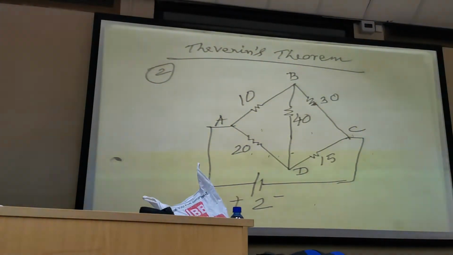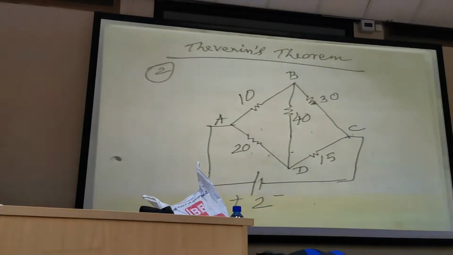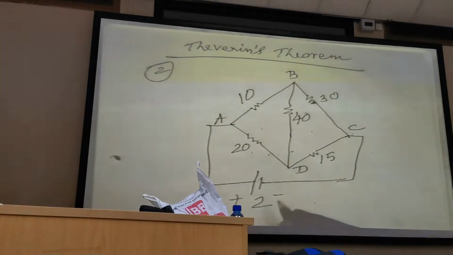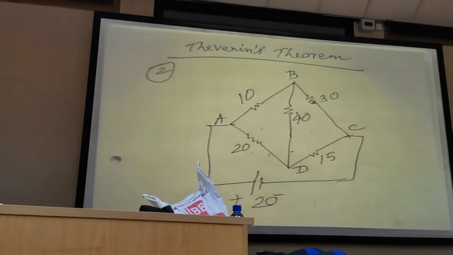Quickly check whether my figures and the circuit are right. A, B, C, D, 10, 30, 15, 20 and 40, and the voltage is 2. Voltage is 2, right? Alright, we don't like that. Let's make it 20 volt. Okay.